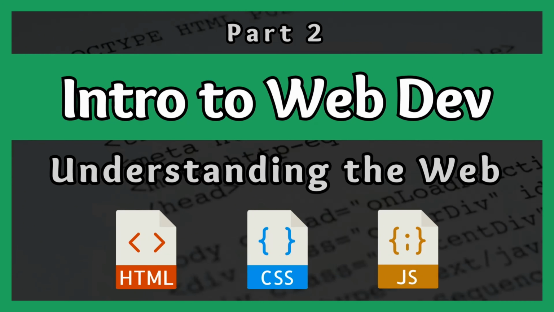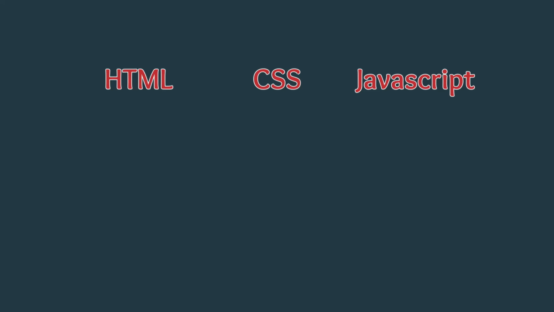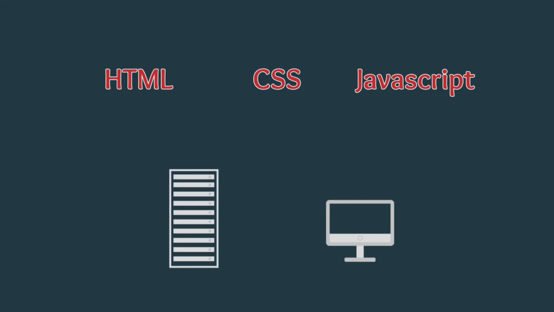By the end of this video you will understand how the three main file types of web development, HTML, CSS, and JavaScript, interact to form a web page, as well as how web pages are sent from the internet to your computer.